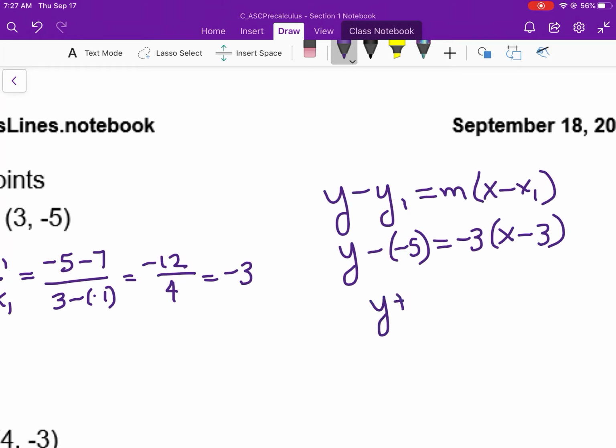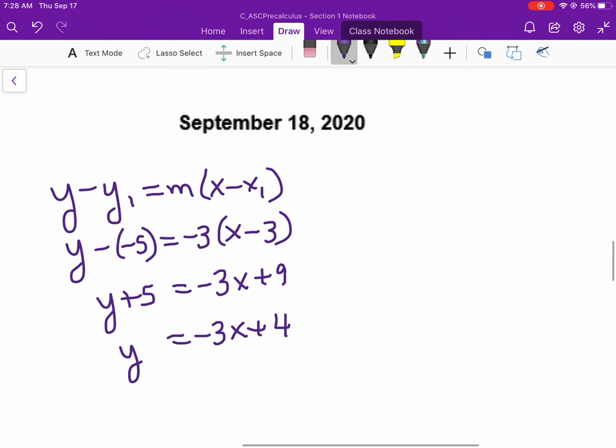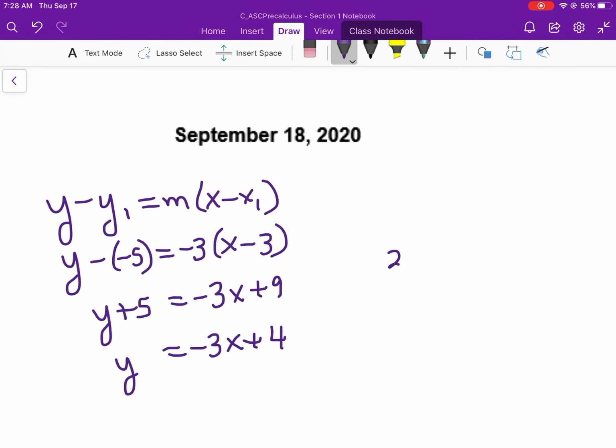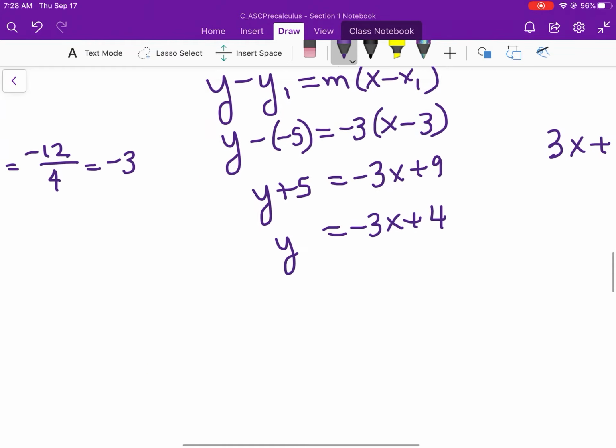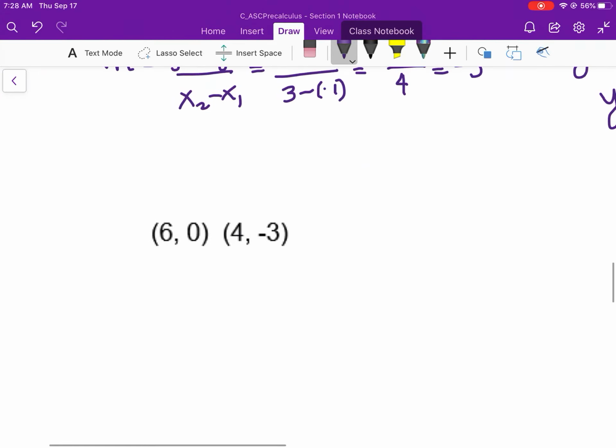So y plus 5 equals -3x plus 9. Subtract 5, y equals -3x plus 4. Okay, and then this one is super easy to make in standard form. By adding 3x, you would just end up with 3x plus y equals 4. No extra work required.